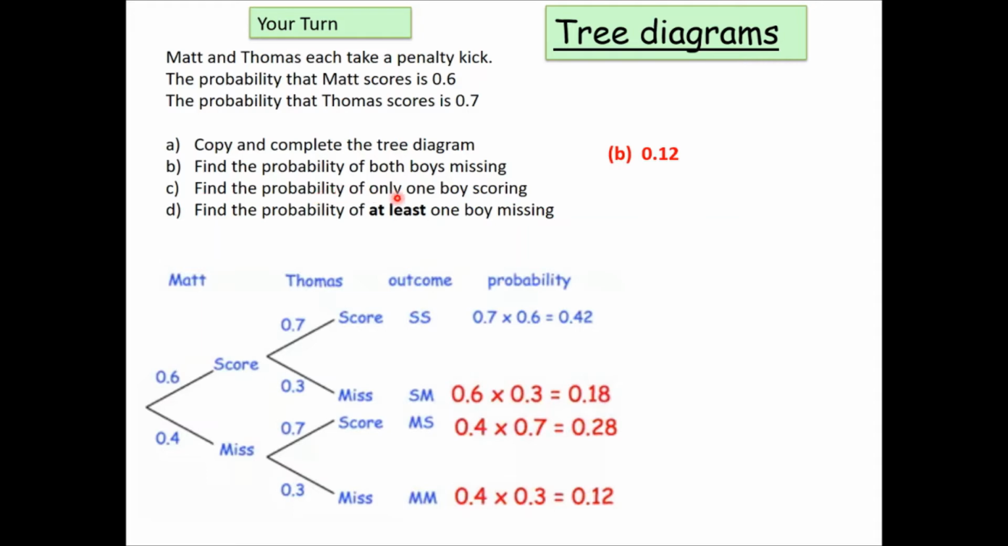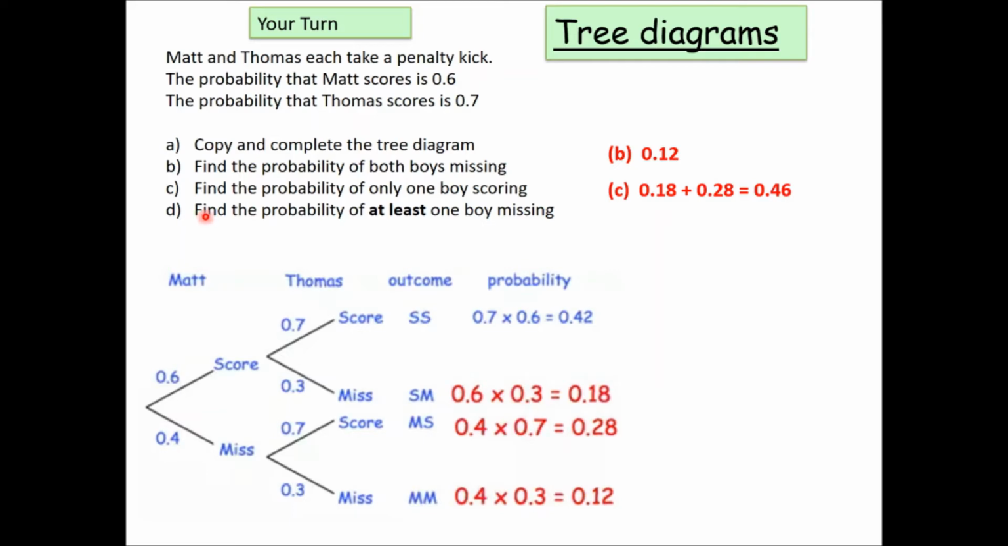Find the probability of only one of the boys scoring. That is either Matt scores and then Thomas misses, or Matt misses and Thomas scores. So that'll be looking at just these two paths: score miss, or miss and score. These are just those two, 0.18 and 0.28. Add those two numbers together, and the answer is 0.46.